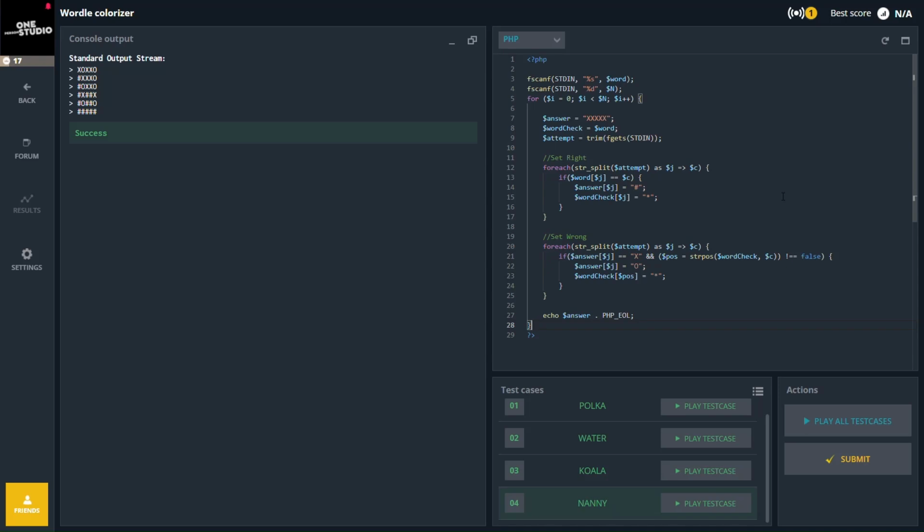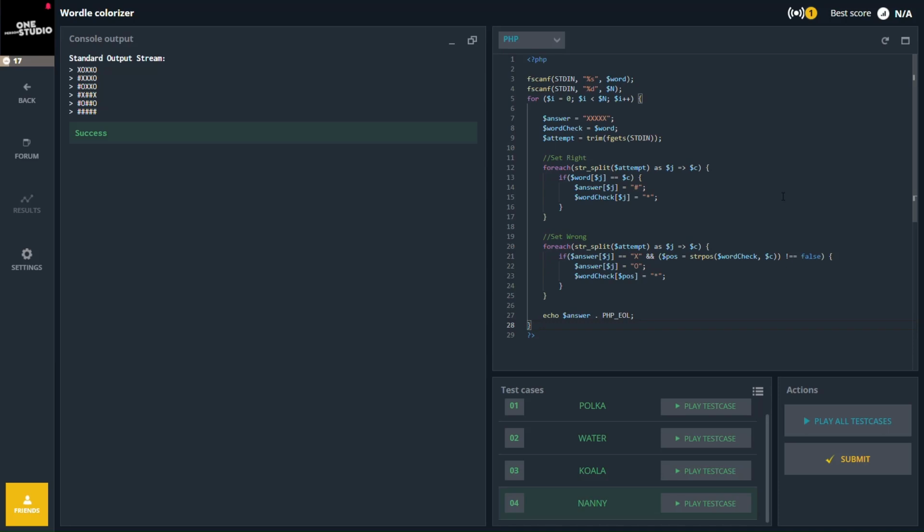If a character in the guess word is in the same position as the corresponding character in the secret word, it marks that position with a hashtag symbol. If a character is in the guess word but not in the same position as the corresponding character in the secret word, it marks that position with an O symbol. After comparing the entire guess word with the secret word, it outputs the result to the console.